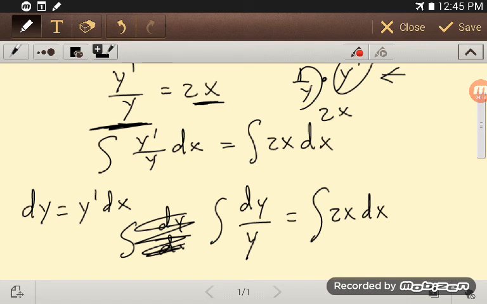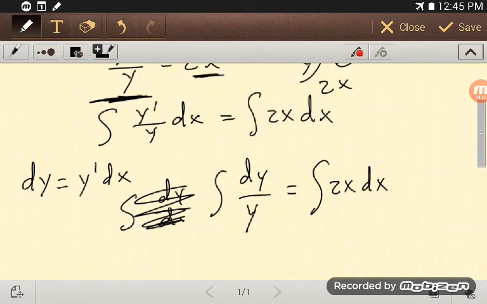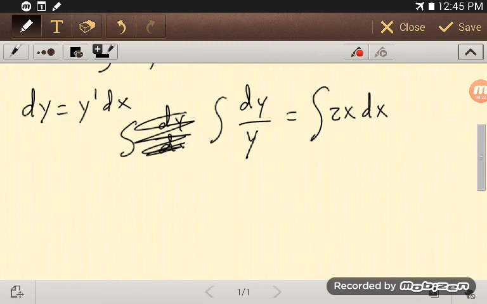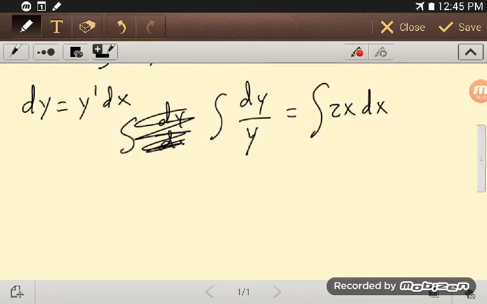Information booth paging, Joseph Black. Joseph Black, please meet your party at the information booth, lower level. Okay, any of you seen Joseph Black? If you have, let him know he needs to go to the information level.